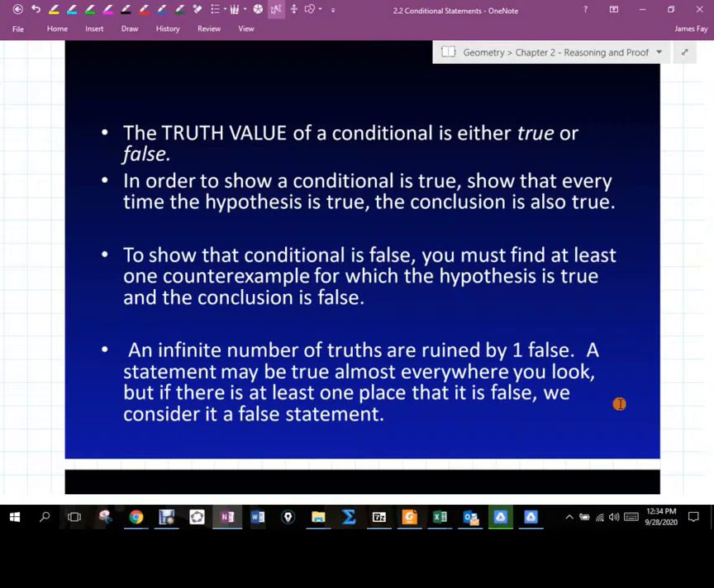Or every time that the ground is wet, I need to be able to show that that means it was raining. Okay? And we know with some of those statements that you can't do that, so that means those statements would be false. So to show that a conditional is false, you must find at least one counterexample. That's all you need, one counterexample for which the hypothesis is true and the conclusion is false.